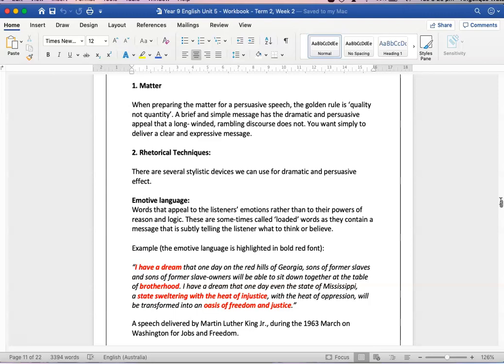So if you can imagine the heat of injustice in a desert where there seems to be no hope, and then in the distance you see this oasis, a beautiful palm tree, some water, cool shady spot. So in the middle of this heat of injustice, you can see the hope of an oasis of freedom and justice. So it makes you feel like that is something you want as well. Okay, you absolutely believe in the dream and you want it as well. Okay.